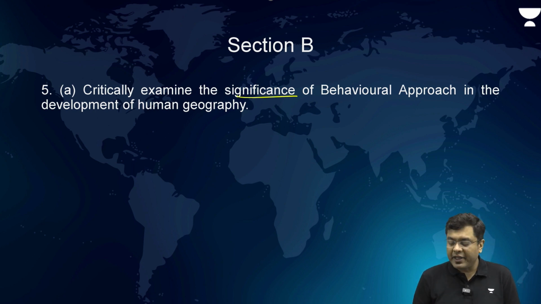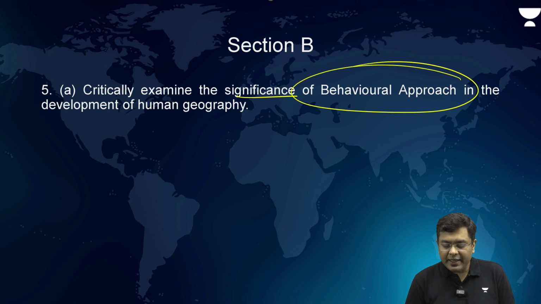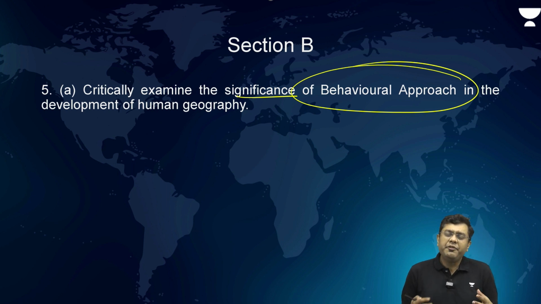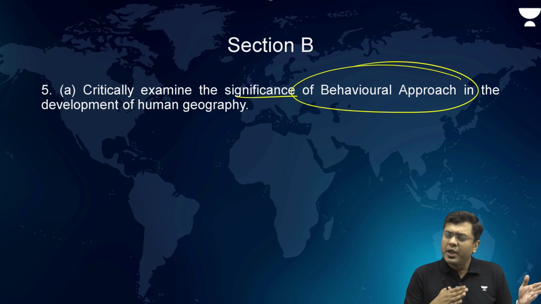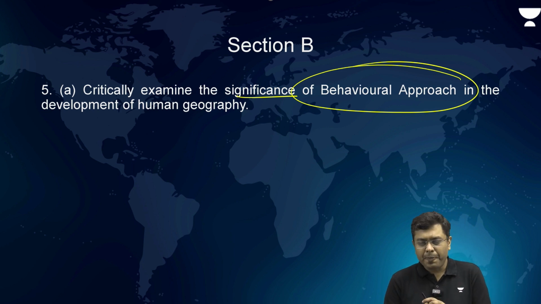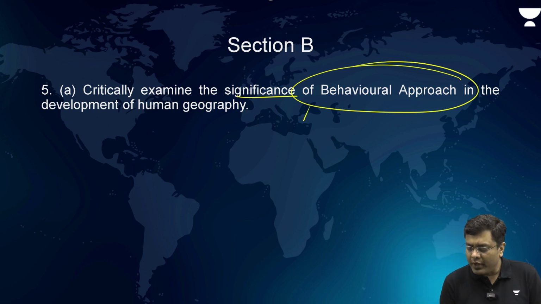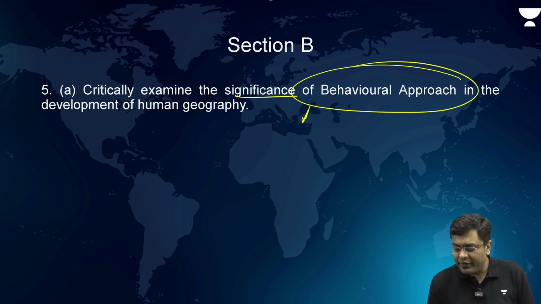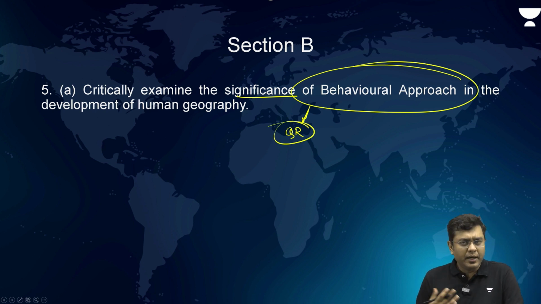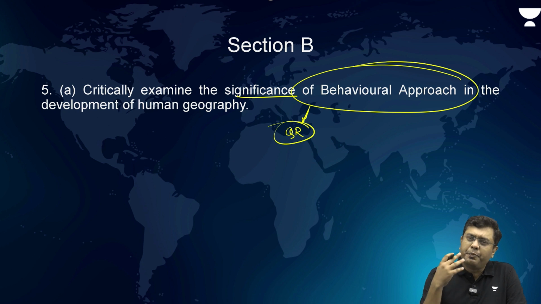Critically examine the significance of behavioral approach in the development of human geography. Now, again a part of the PYQ. Now, this was again very much on the expected lines which was asked. So, when we talk about the behavioral approach, here behavioral approach brought about a significant change in the mid 1900s in our understanding of human geography. Now, this behavioral approach was a reaction or overall a consequence of the quantitative revolution that was experienced in the realm of geography.